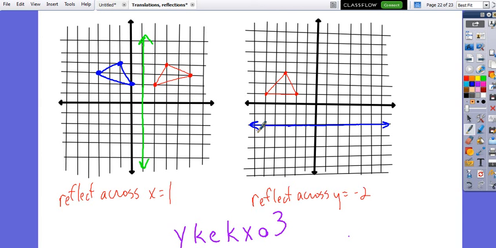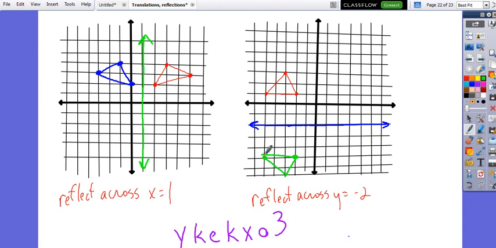So when we reflect this thing, we're going to count. I see that both of these points are 3 units above, so I need to go straight down so that the reflections are 3 units below. And this point is 1, 2, 3, 4, 5 units above the blue line, so it needs to be reflected 5 units below the blue line. Once you have that, you can connect the dots.